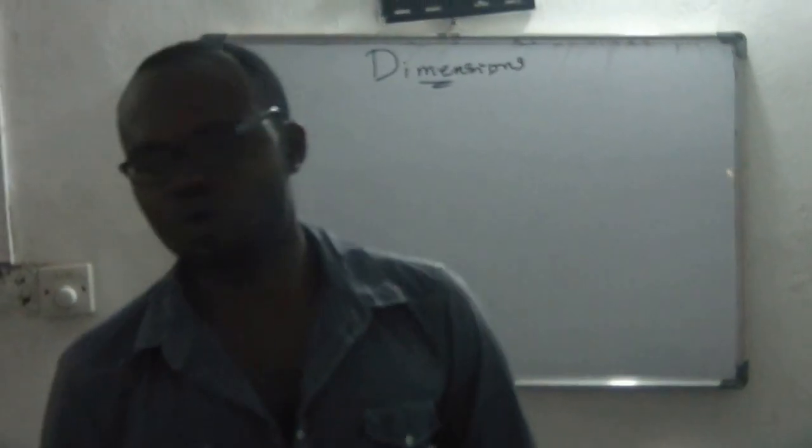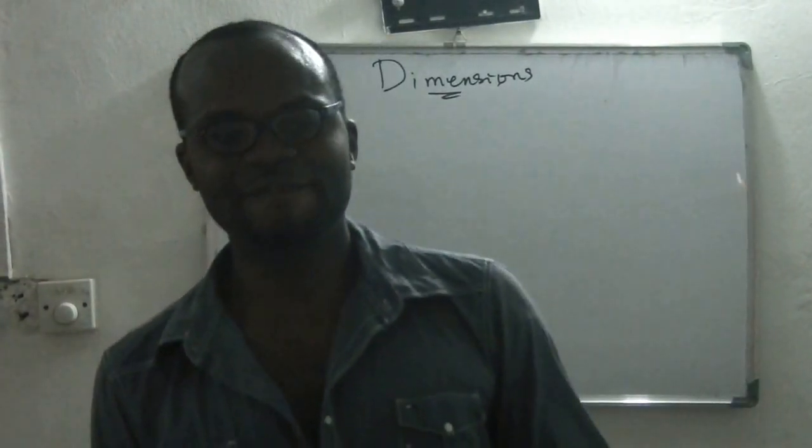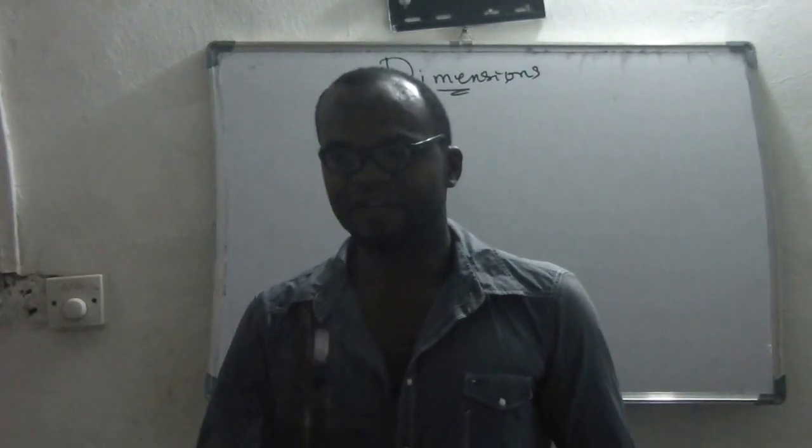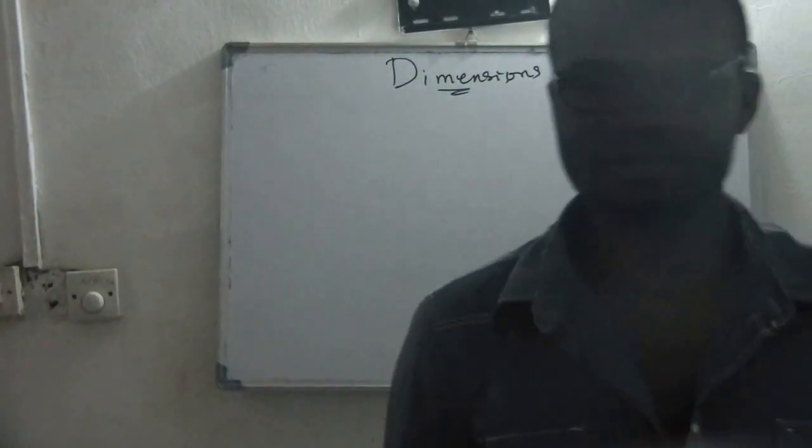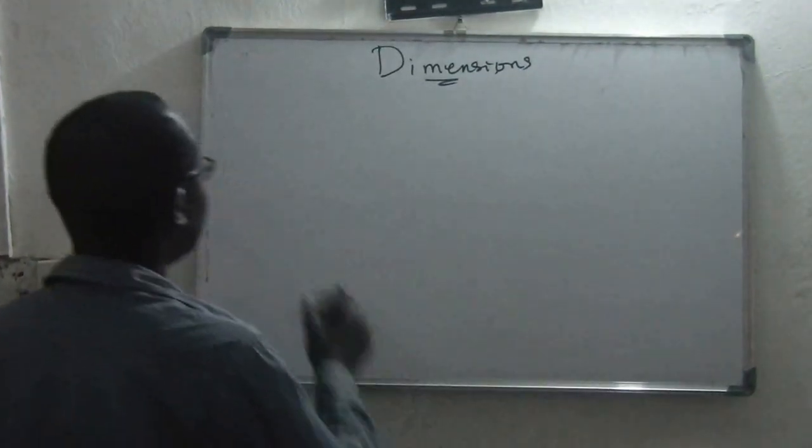Dimension of a physical quantity indicates the way the fundamental quantities of length, mass and time are represented using the letters L, M and T. Is that clear? So what is dimensions?